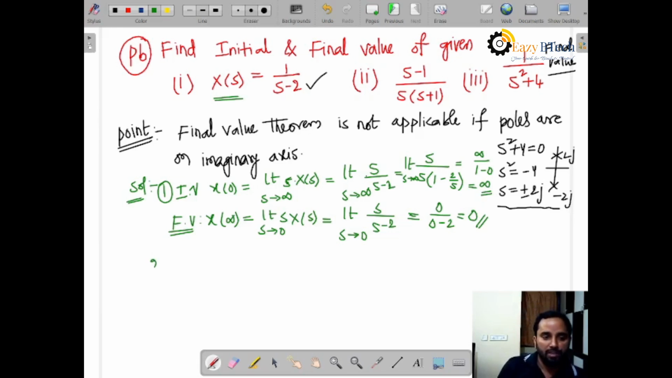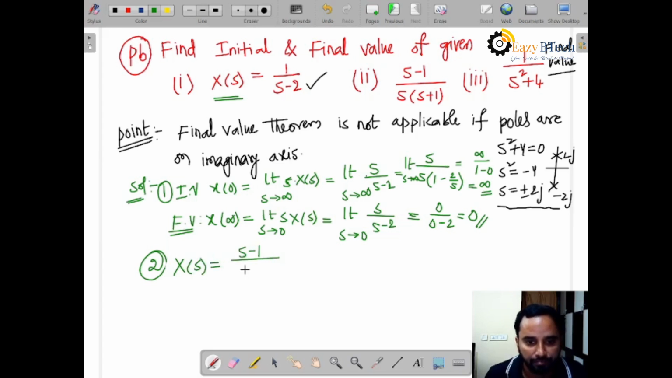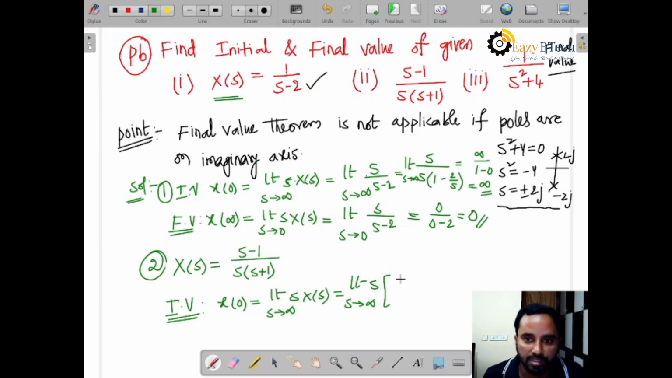And similarly we can do the second problem. Take the given function as x of s, because in the formula we have x of s. So x of s is s minus 1 by s into s plus 1. Initial value, how to do it? The formula: x of 0 is equal to limit s tends to infinity of s into x of s. So limit s tends to infinity of s into x of s is s into s minus 1 by s into s plus 1.